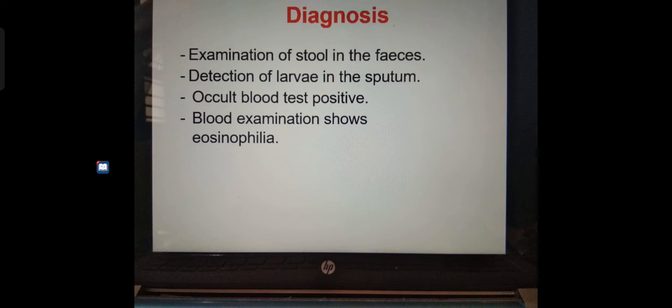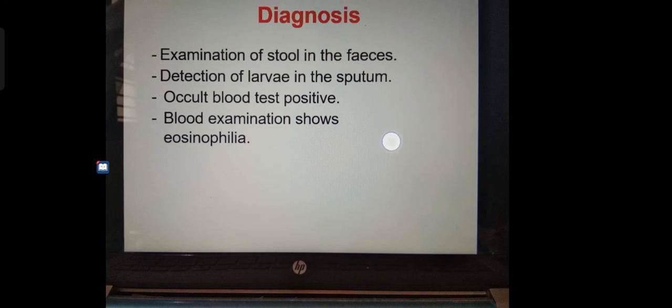So, coming back to the diagnosis of this infection. We have discussed that the eggs are passed through the stool, so if we examine the stool, we can diagnose this infection. By examination of stool, we can detect it. And detection of larva in the sputum, we can also detect by sputum, because the life cycle continues in the pharynx also. The occult blood test will be positive, and in blood examination, eosinophilia will be shown.